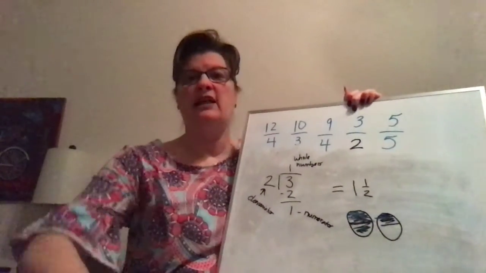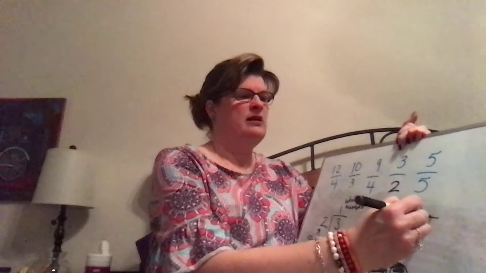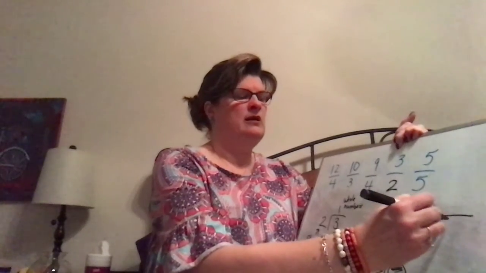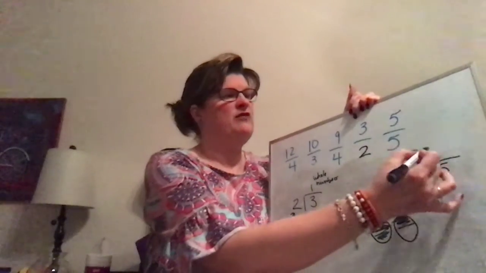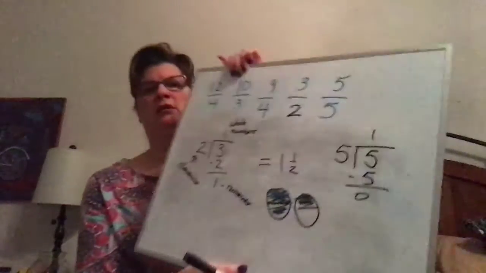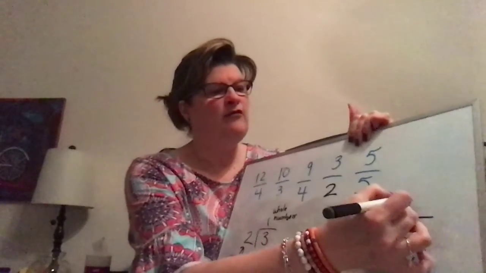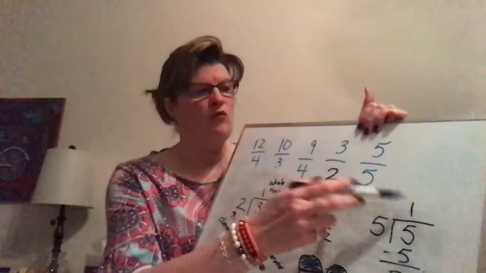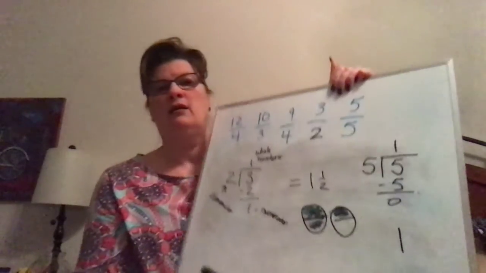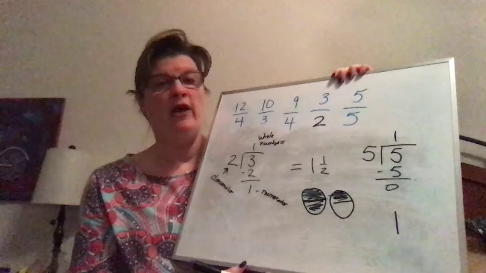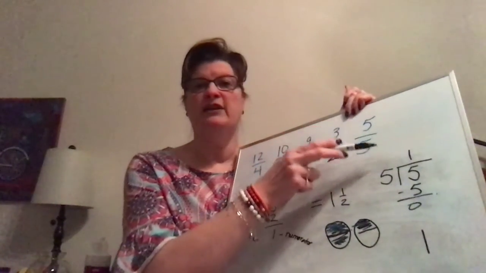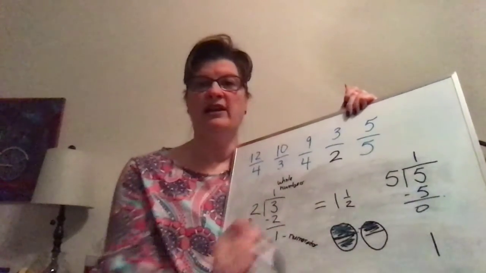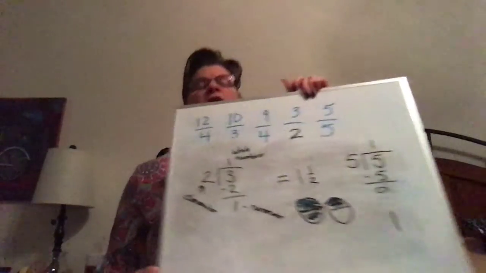And the final one is 5/5. Divide the denominator into the numerator. We know that 5 goes into 5 one time with no remainders. So for my whole number, I have 1 with no extras, no remainders. And we know from our previous lesson that if the numerator and the denominator are the same, it's written as a 1. It's a whole number.